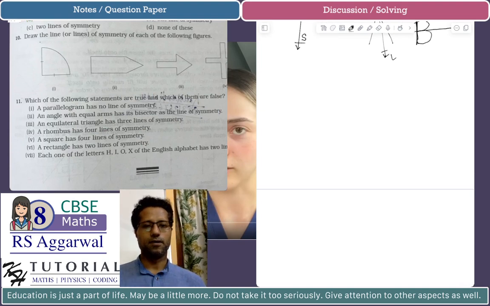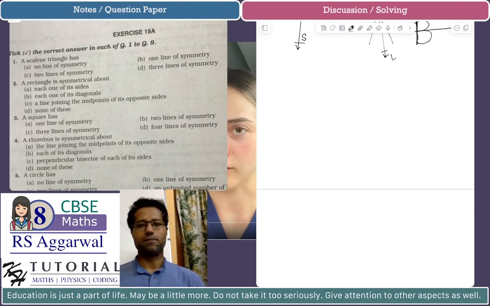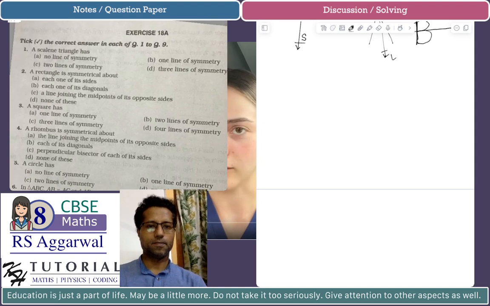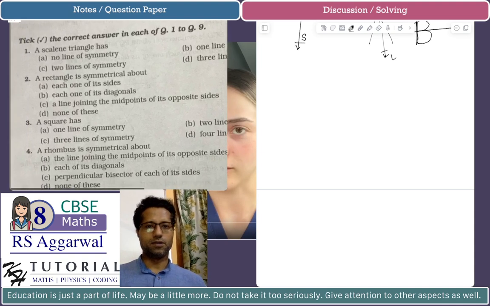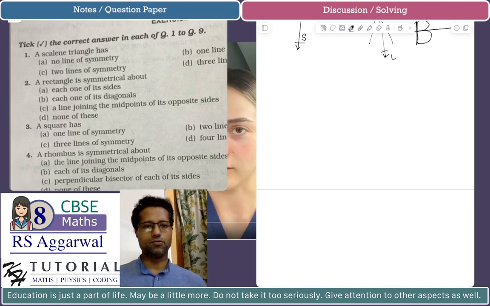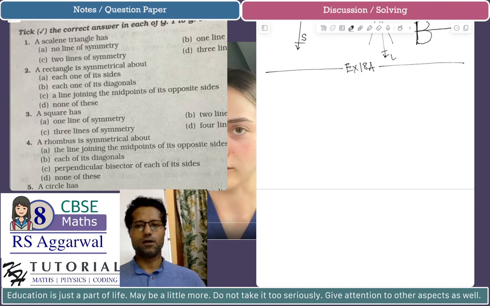Let me see. I hope you can see the problems of exercise 18A. This chapter, Reflection symmetry and rotational symmetry, is chapter 18. So let's solve the problems from exercise 18A. Let me zoom a little bit. Okay. So question number 1 to 9 is a MCQ. We have to select the correct choice. So we are now solving exercise 18A from the textbook of author RS Aggarwal.